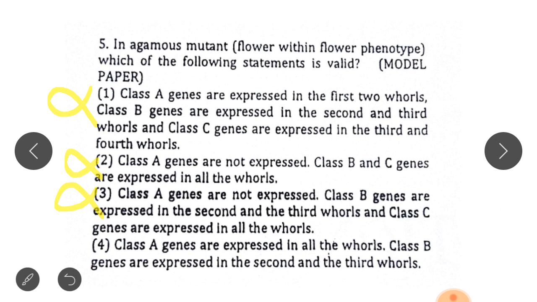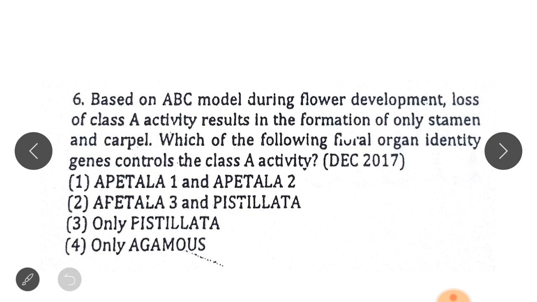Class A genes are expressed in all the whorls. Class B genes are expressed in the second and third whorl. Absolutely right, it is the right answer. So the fourth will be the right one.